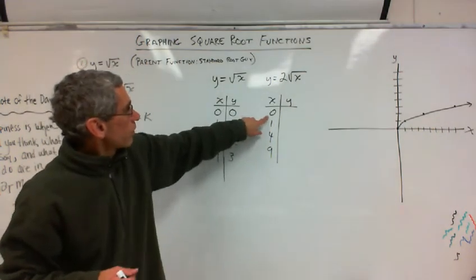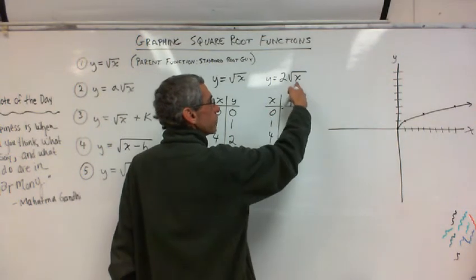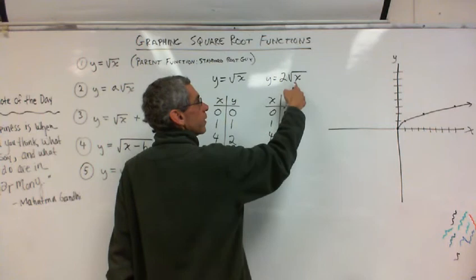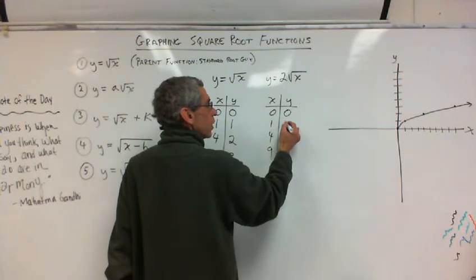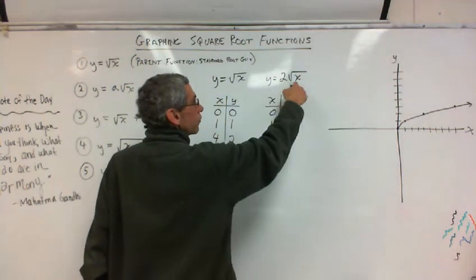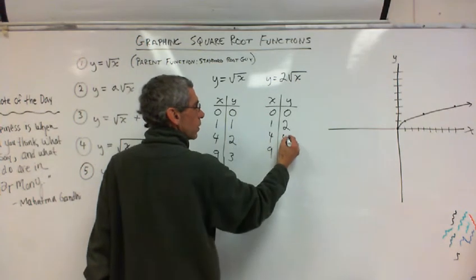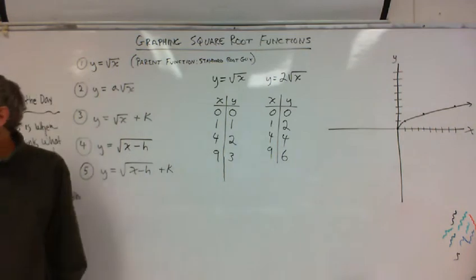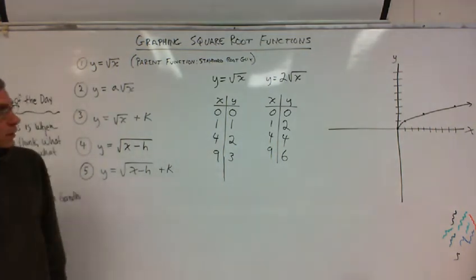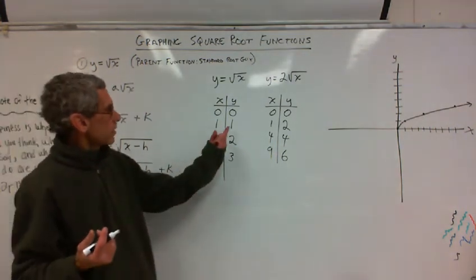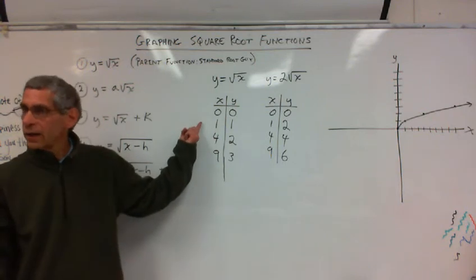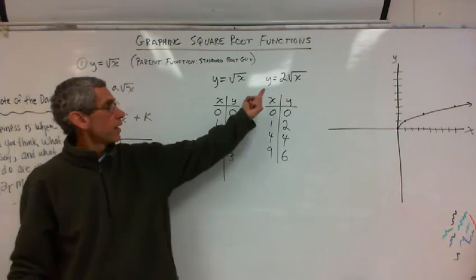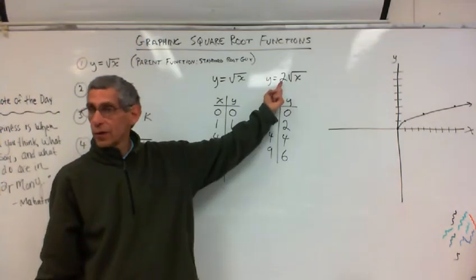Okay, so if x is 0, square root of 0 is 0, so y is 2 times 0 is 0, right? Square root of 1 is 1, 2 times 1 is 2. Square root of 4 is 2, 2 times 2 is 4. Square root of 9 is 3, 2 times 3 is 6. Pretty easy, right? All this does is it takes the standard root guy and it multiplies the y answer by the a, by that number in front of the square root sign.